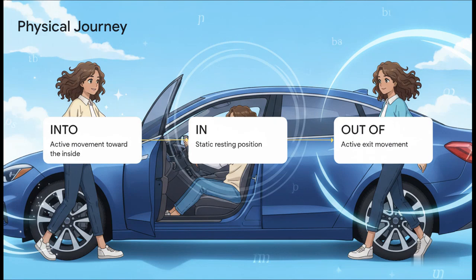Let's walk through this three-step physical journey with a car. Step 1 is active movement toward the inside. You get into the car. Step 2 is your static resting position. You sit in the car. And step 3 is your active exit movement. You get out of the car. Notice you don't get out from the car, you get out of it. Seeing this clear contrast of into against the static resting state of in really makes the rules click instantly.